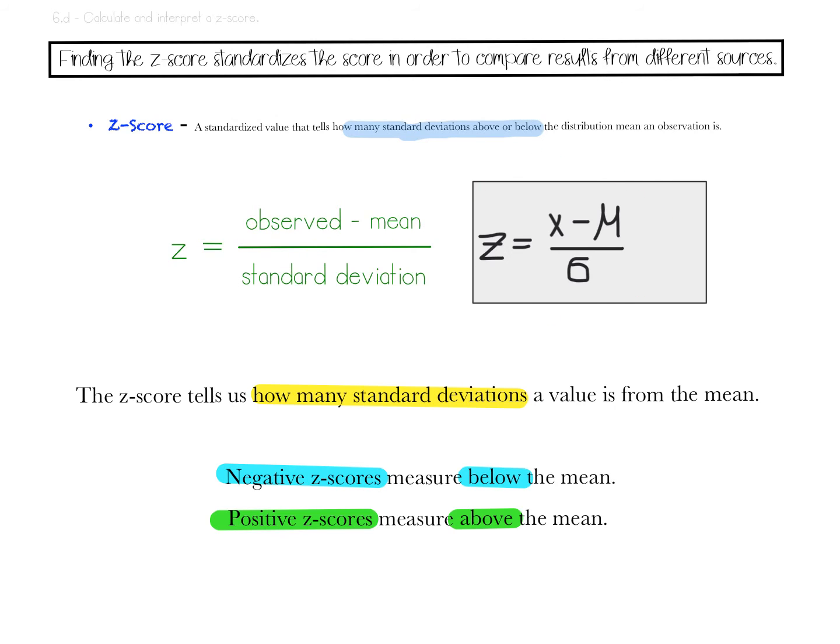So in symbols, it's going to be z equals (x minus the mean) divided by the standard deviation, x being my observed value. So if I'm looking at scoring a 26 on the ACT, that's my observed value. And so again, the z-score tells us how many standard deviations a value is from the mean. A negative z-score means I'm that many standard deviations below the mean, and a positive z-score is going to tell me I'm that many standard deviations above the mean.